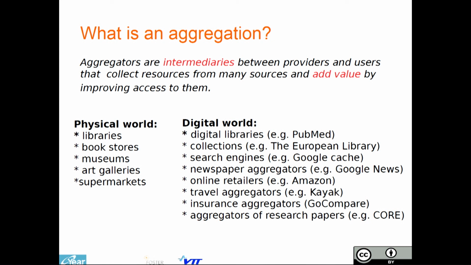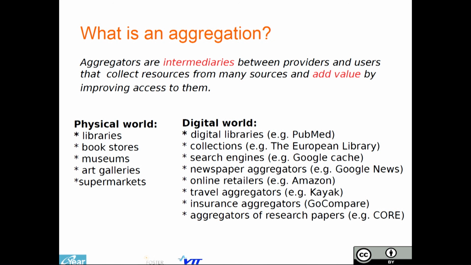You're using aggregators in your everyday life, and perhaps you don't know about it. So in the print world, for example, we have supermarkets. You don't have to go to the butcher only to buy meat, and you don't have to go to the fish market to buy fish. You go to the supermarket and you buy everything. So art galleries, museums, libraries, of course, you don't have to go to one bookstore to buy books and another bookstore to buy journals. In the digital world, we have digital libraries.